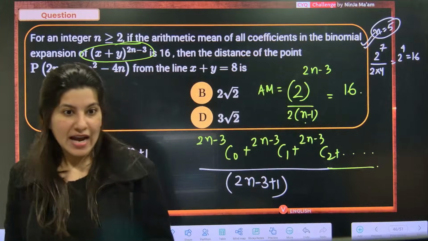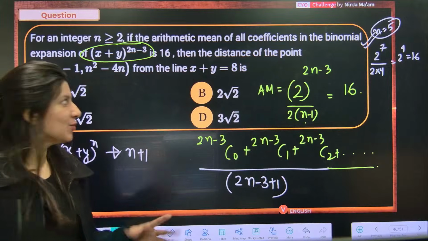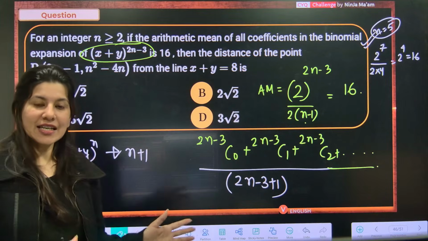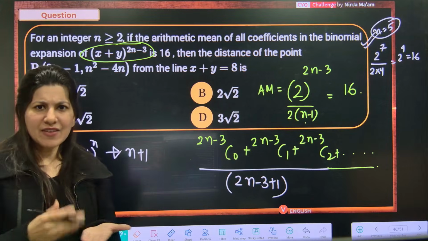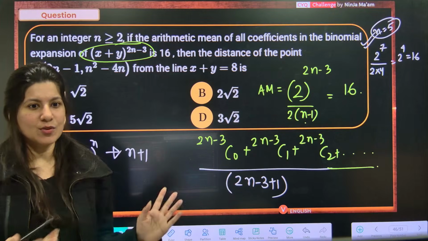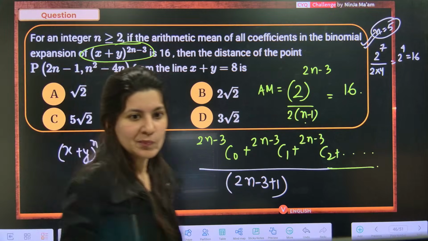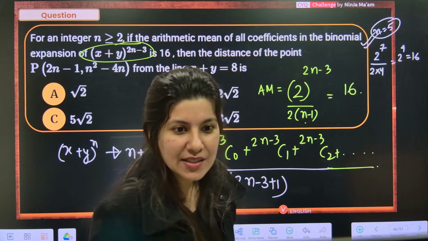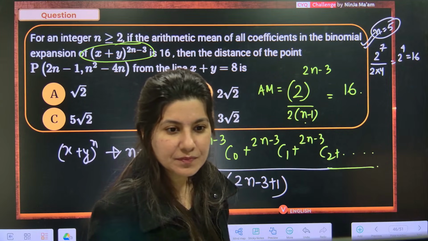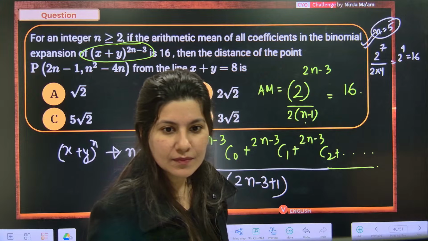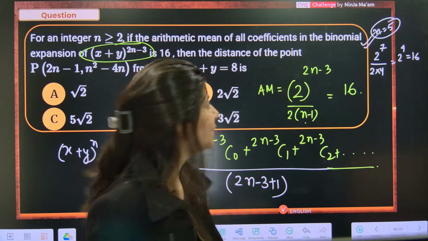I have randomly guessed it, by the way. You might be thinking, Ninja ma'am, first you do hit and trial, and it is happening. You know what? I thought that 3, 5 and 7, these three values might get satisfied. Not sure. You guys are saying 3. Let me check. n is equal to 5. Yes.